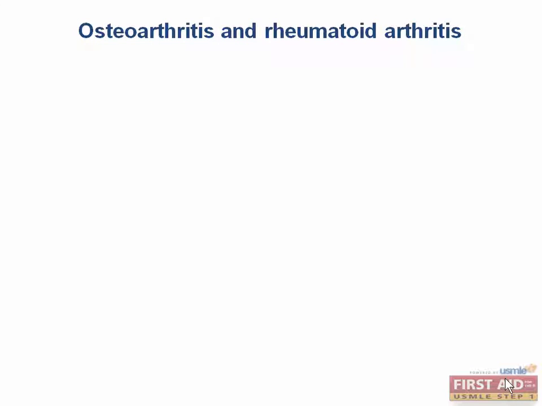Let's move on to joint pathology to talk about osteoarthritis and rheumatoid arthritis. Osteoarthritis is a very common disease. On the Step 1 exam, common diseases will show up in questions very often.